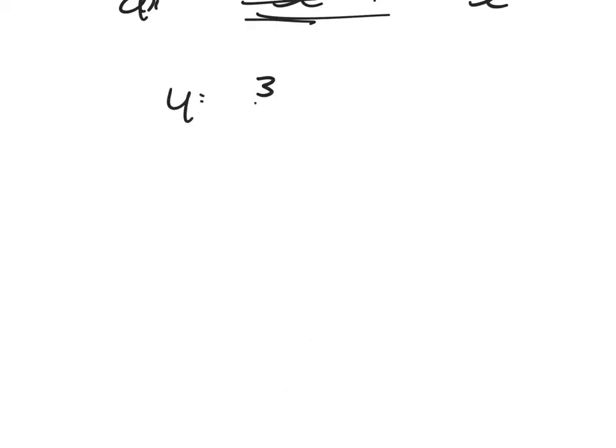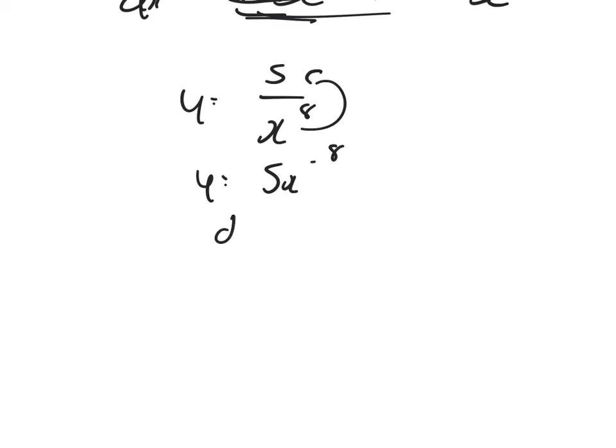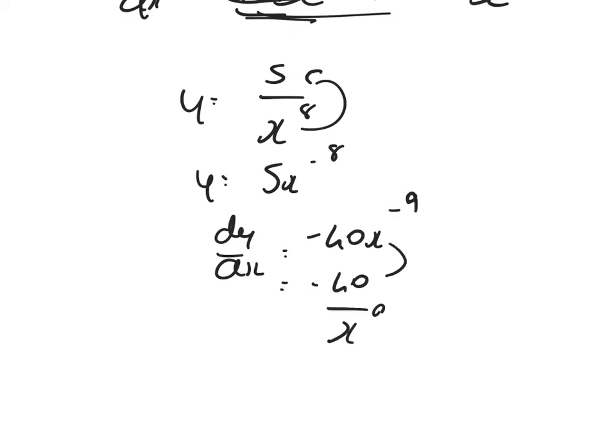Okay, let's try y equals 3/4 x to the 9. Bring the power down, multiply, take 1 away from the power, 9 lots of 3/4, so it's going to be 27/4 x to the 8. Okay, let's differentiate 5 over x to the 8. So prepare first of all, that will be 5x to the minus 8. Bring the power down, multiply, take 1 away from the power, minus 40x to the minus 9, and finally tidy it up, minus 40 over x to the positive 9.